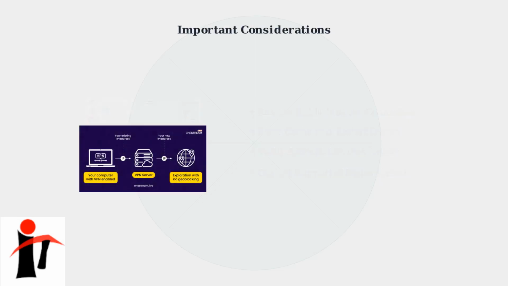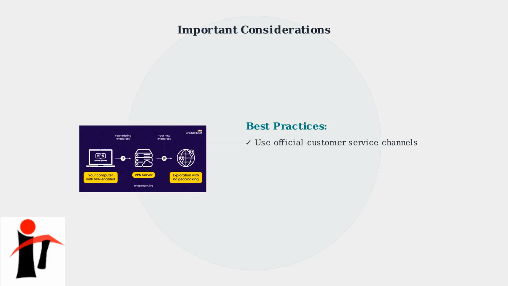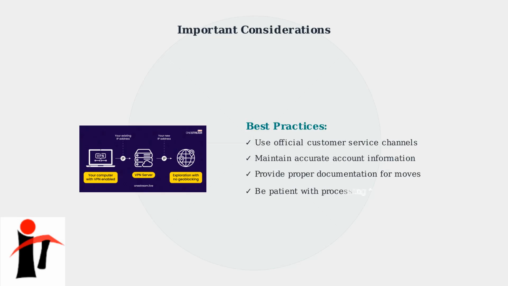Understanding the current landscape of geo-blocking is crucial for EETV users. Stricter enforcement measures are becoming increasingly common across the industry. Modern geo-blocking systems use enhanced location detection methods, multiple verification systems, and real-time monitoring of access patterns to prevent unauthorized region changes. The recommended approach is to always use official channels for any region changes. Maintain accurate account information and work within the established system rather than attempting workarounds.